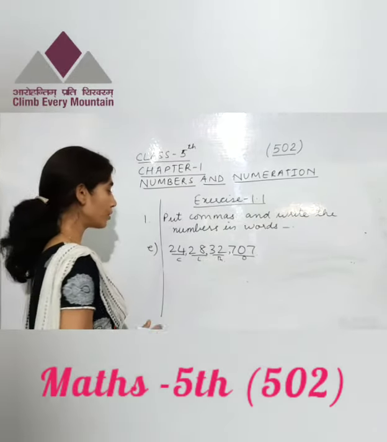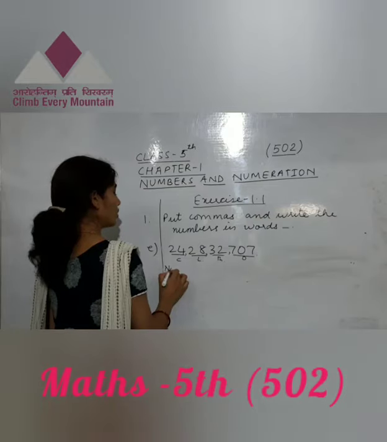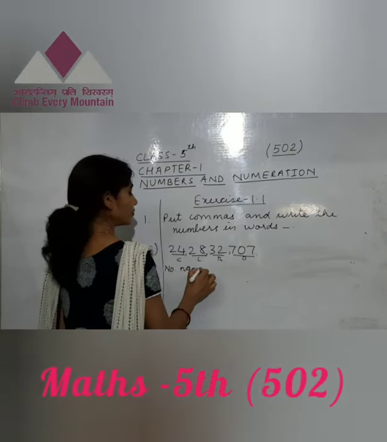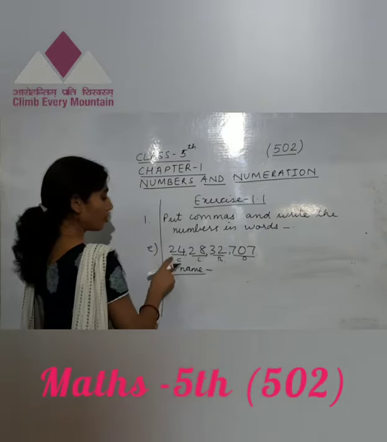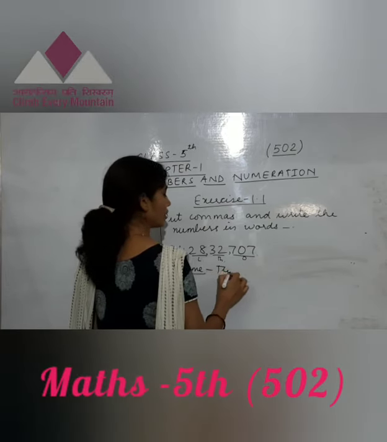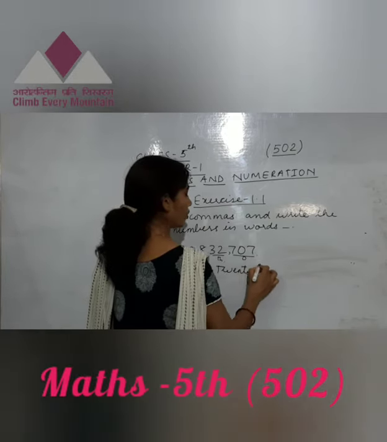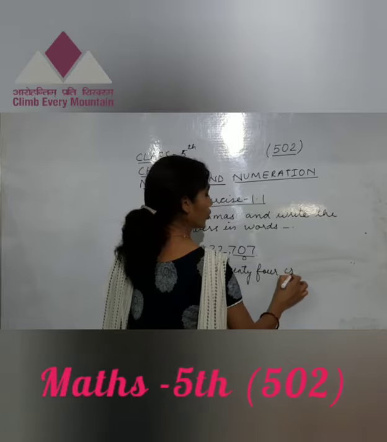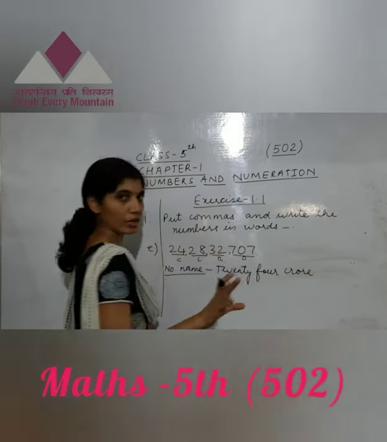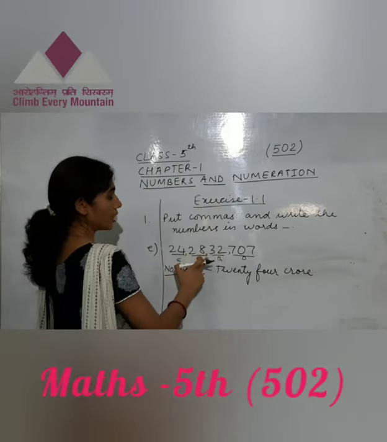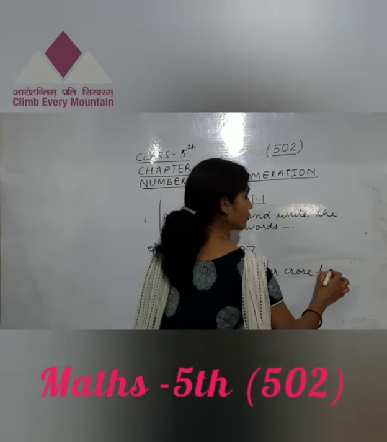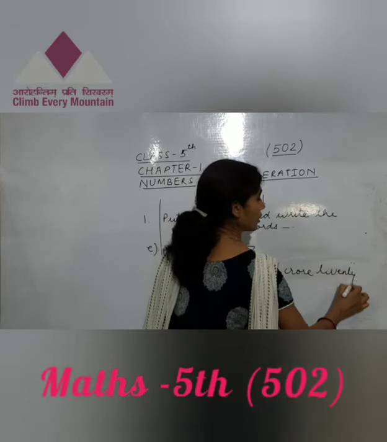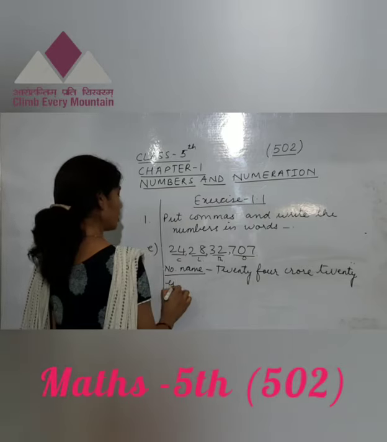Now we can write the number in words. So its number name will be 24 crore. It is 24 crore. No need of putting any commas in between. Then 28 lakh.